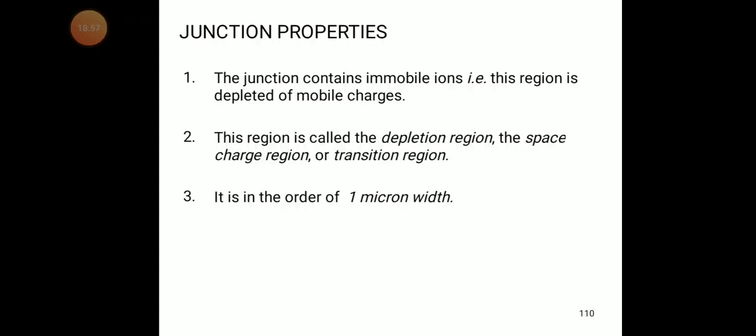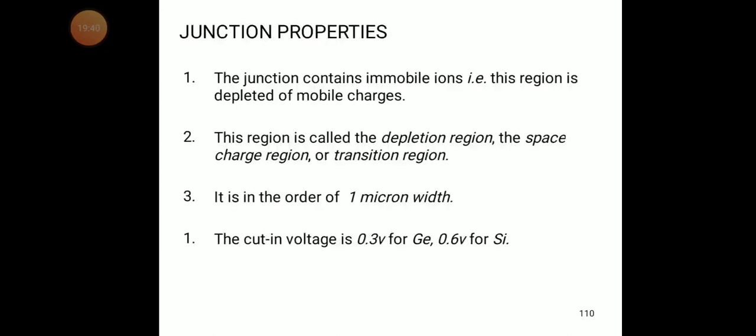Once the mobile charges are recombined, what happens at the junction place? We don't have any mobile charges. Without mobile charges, we don't have any current passing through the device. This region is called the depletion region, the space charge region, or transition region. Depletion means we have depleted the charge carriers. Space charge means there are immobile charged ions.